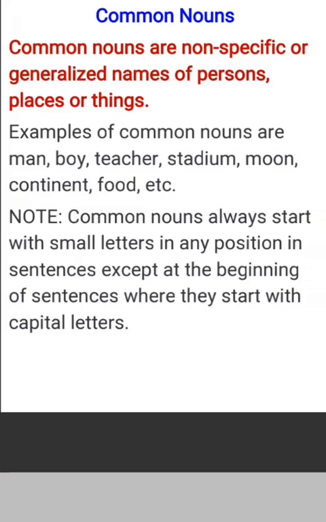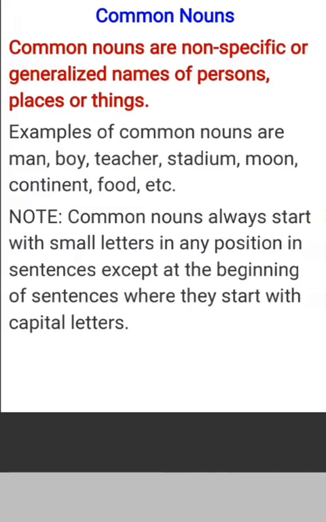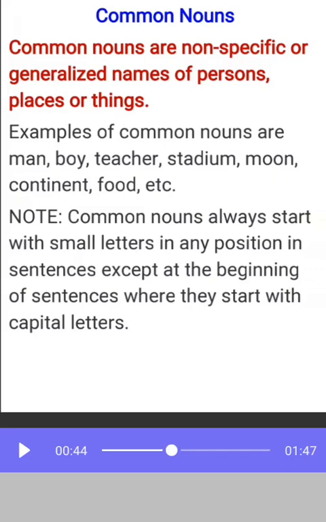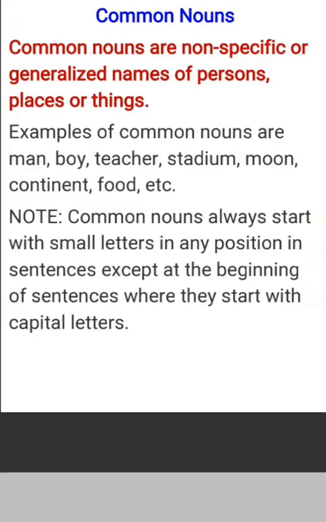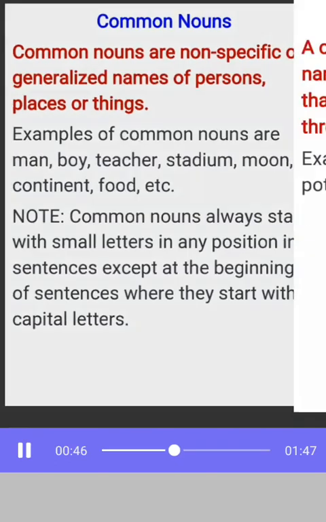But when they are appearing at the beginning of sentences, when they start the sentences, then they start with capital letters. So the only position in sentences where common nouns can start with a capital letter is at the beginning. In other positions, they start with small letters. Unlike proper nouns, which always start with capital letters in any position, whether at the beginning, middle, or end. And so we want to take note of all of that.